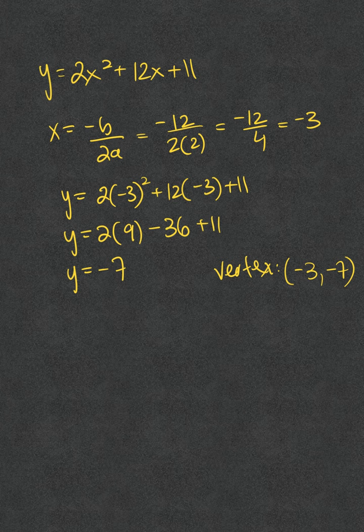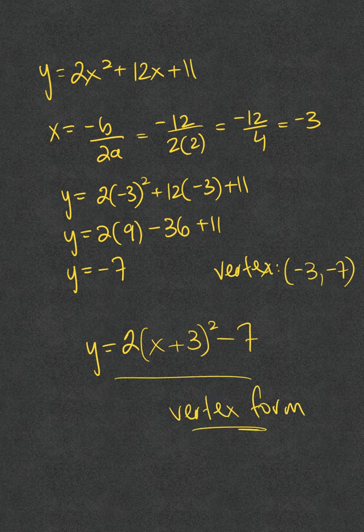You know your a value is going to be the same because, think back to our process, we had to pull out that a value. It hasn't changed. So it becomes x, and remember the sign flips. It's going to be (x + 3) squared minus 7, and you're all done. Obviously, this way is easier, but it's good to know both.